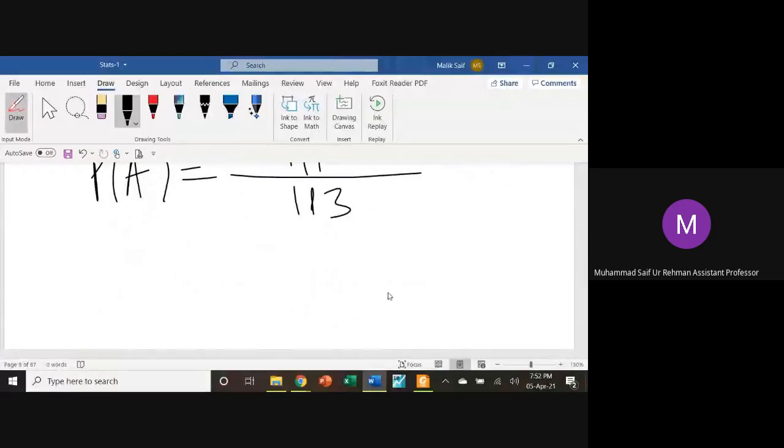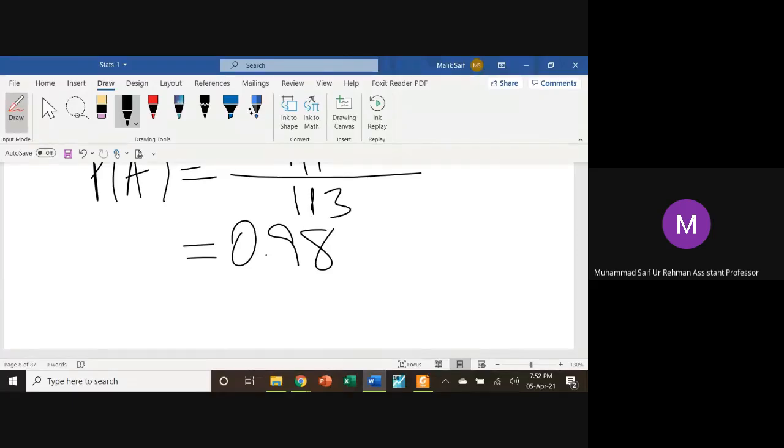Whatever the answer will be, that answer will give you the chance, or you can say the probability, that the next mission will be completed successfully. So let us divide this. The answer is 0.98. So you may say the next mission will be completed successfully, and we are 98% sure regarding that.